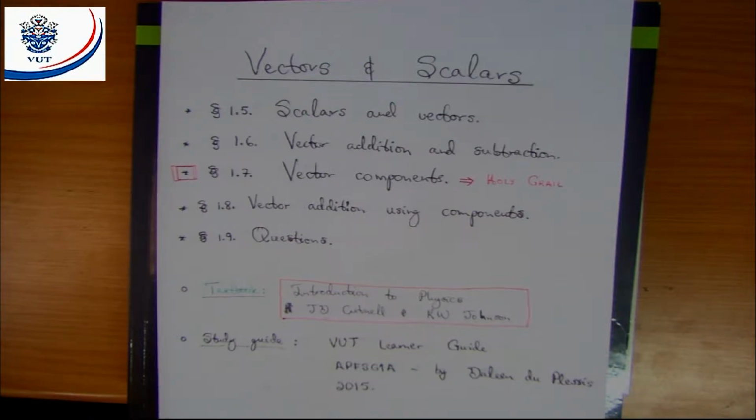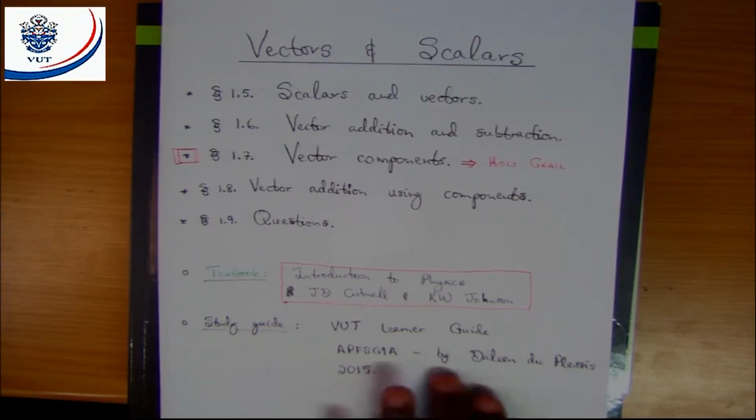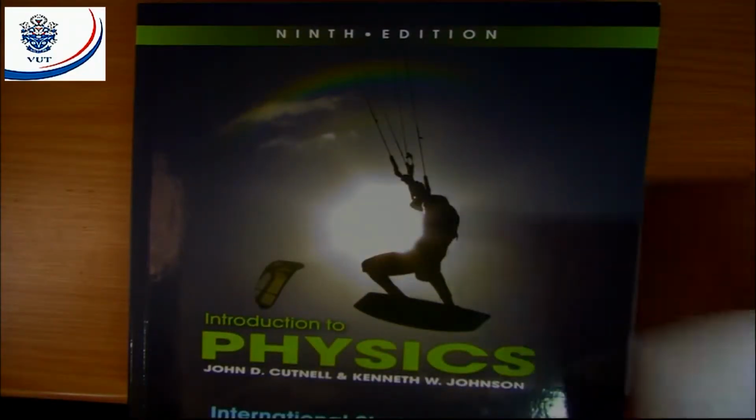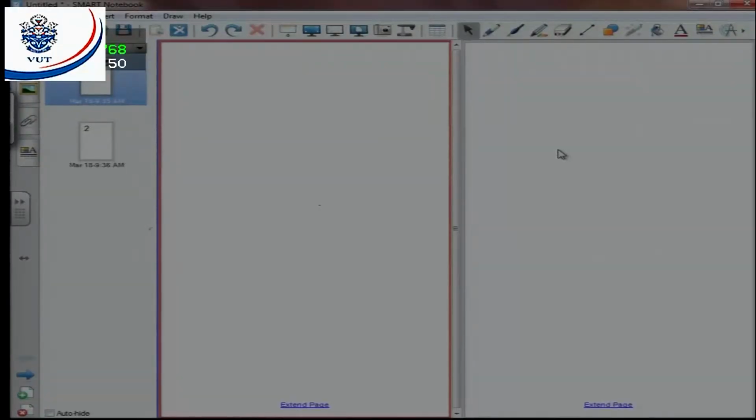Okay, so as I've said, the material that we'll be using is the physics textbook, Introduction to Physics by Cutnell and Johnson, and then the study guide is by Darlene Duplessis, the 2015 edition. Okay, so let's start. We will start with section 1.5. Okay, so we'll start with scalars and vectors.